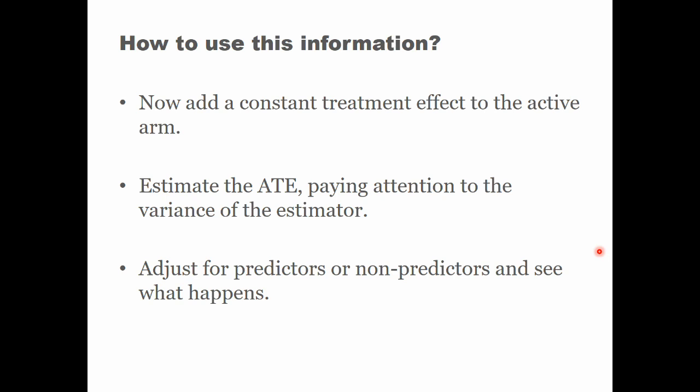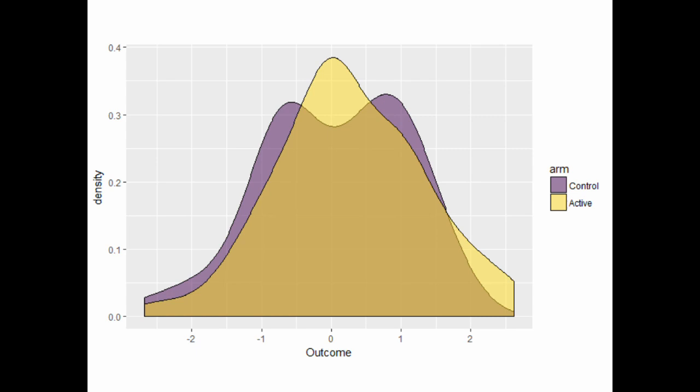And we're going to estimate the average treatment effect. Importantly, we're going to pay very close attention to the variance of the estimator, and I'll show you where that is on the regression tables. We're going to adjust for predictors or non-predictors, and we'll see what happens. So this is the outcome in the simulated data. Right? What we see here is the simulated data and then taking a sample of 100 patients.